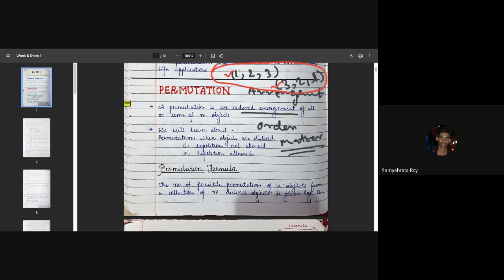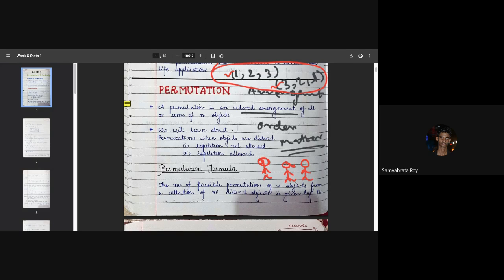Suppose I have created a group of 2 boys and a girl.